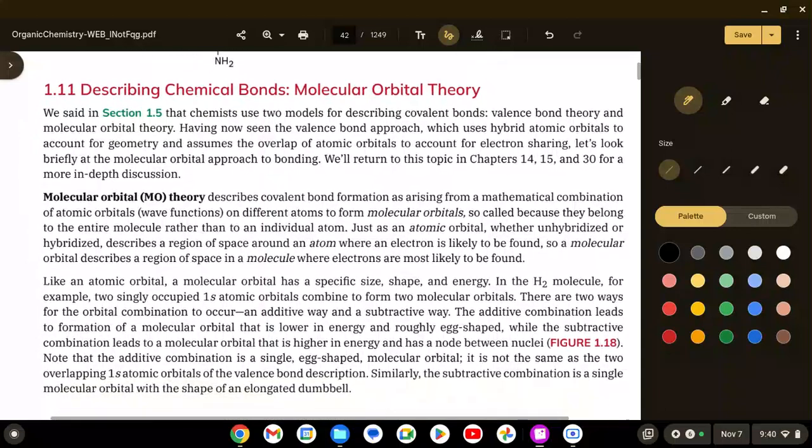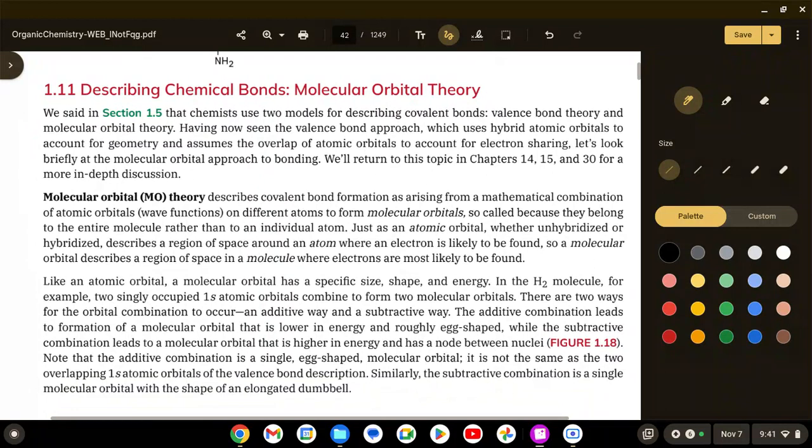1.11 Describing chemical bonds: molecular orbital theory. We said in section 1.5 that chemists use two models for describing covalent bonds, valence bond theory and molecular orbital theory. Having now seen the valence bond approach, which uses hybrid atomic orbitals to account for geometry and assumes the overlap of atomic orbitals to account for electron sharing, let's look briefly at the molecular orbital approach to bonding. We'll return to this topic in chapters 14, 15, and 30 for a more in-depth discussion.